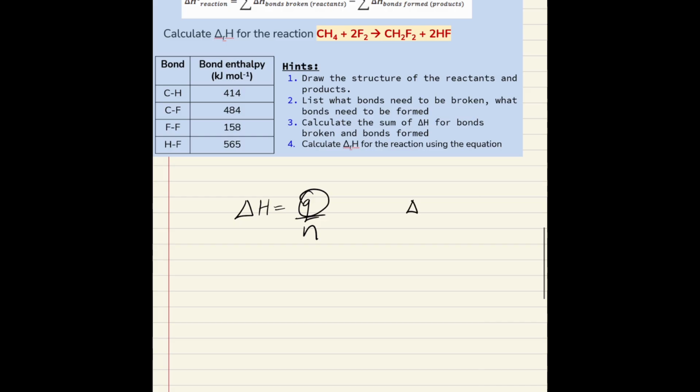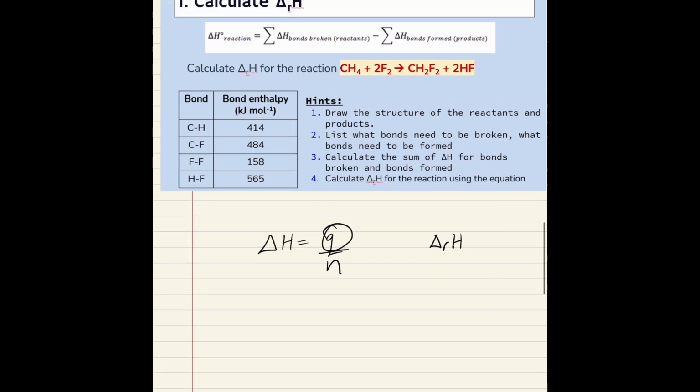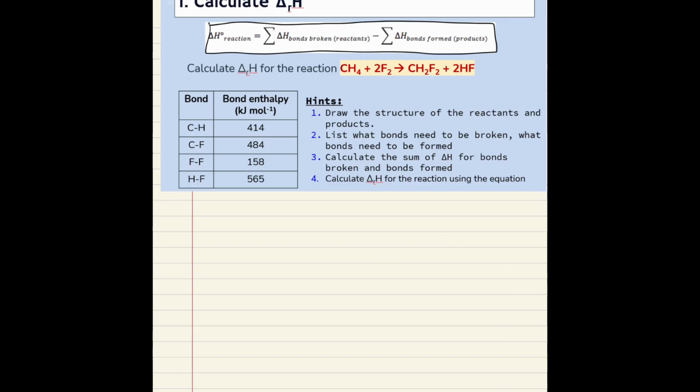So remember, your enthalpy change of a reaction is just delta RH, R standing for reaction. This formula is given to you, unlike last lesson's formula. It says that the change in enthalpy of reaction is equal to the sum of the bond enthalpies of the reactants minus the sum of the bond enthalpies of the products. And we are given a bunch of bond enthalpies. You're always given the bond enthalpy values, otherwise you wouldn't know how to calculate it.